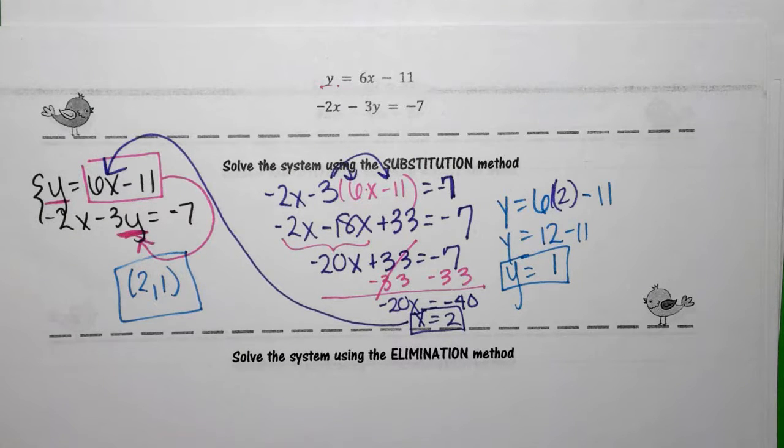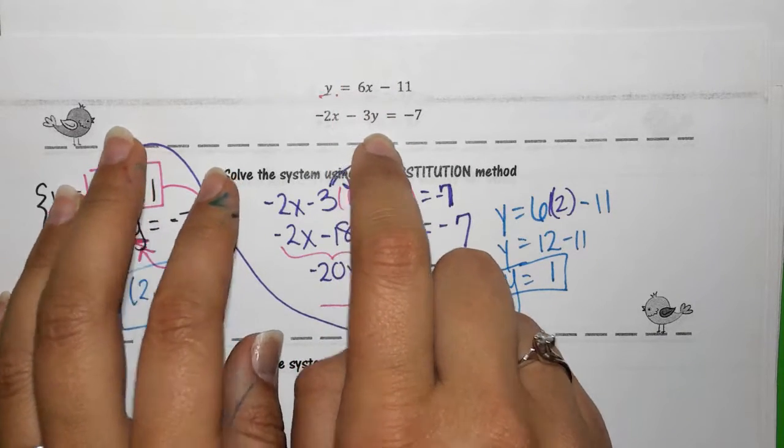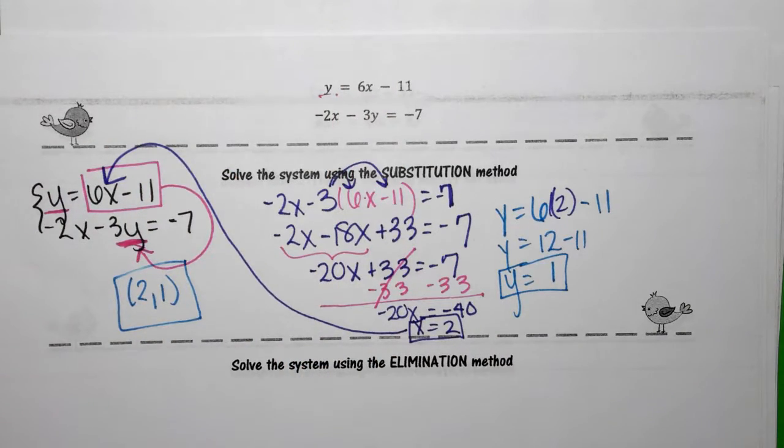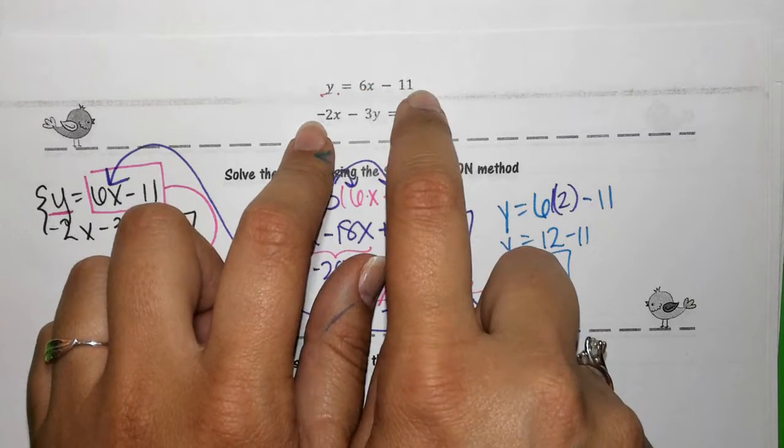They have to line up, right? So our x's have to be on top of each other. Our y's have to be on top of each other. Is that what's happening right now? No. So this one is fine. But what do we need to do to this top equation?